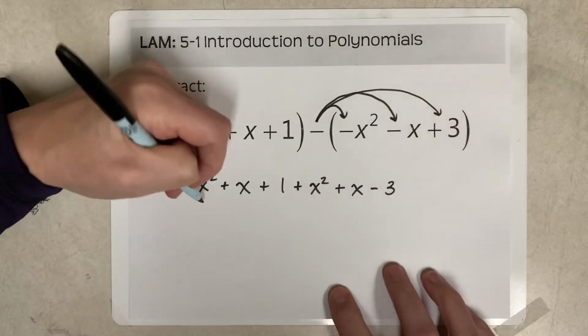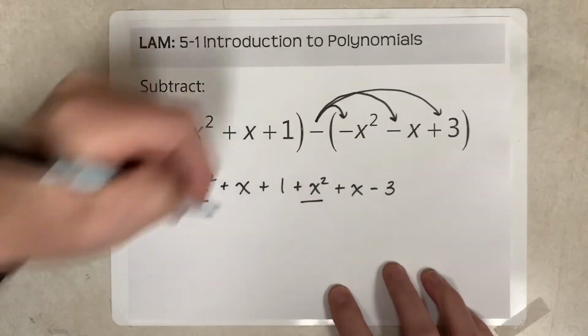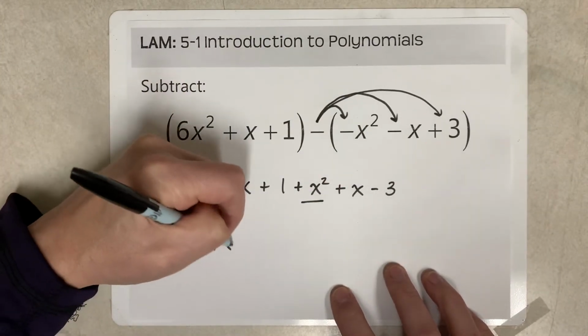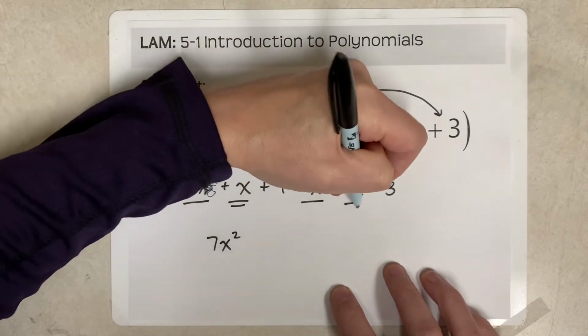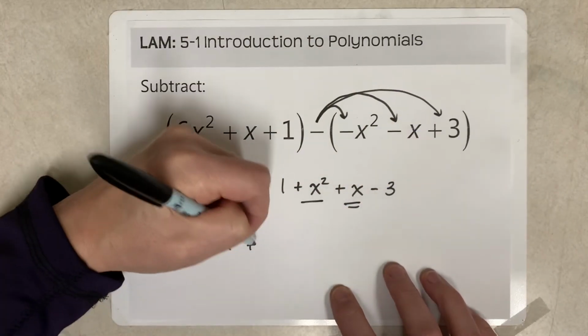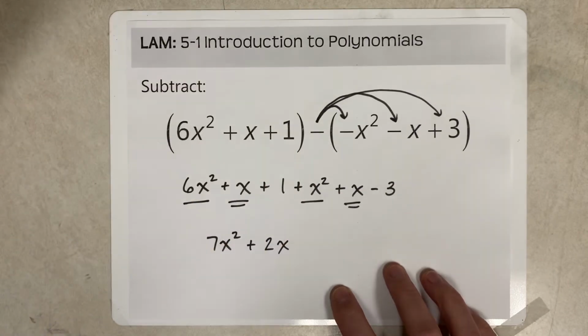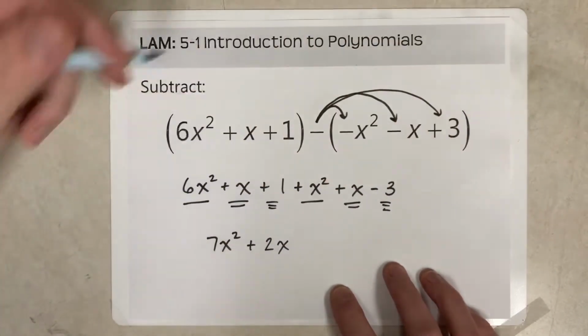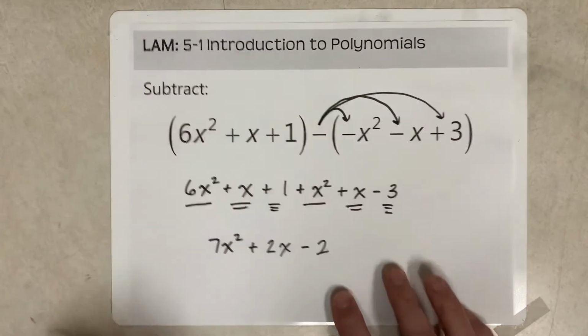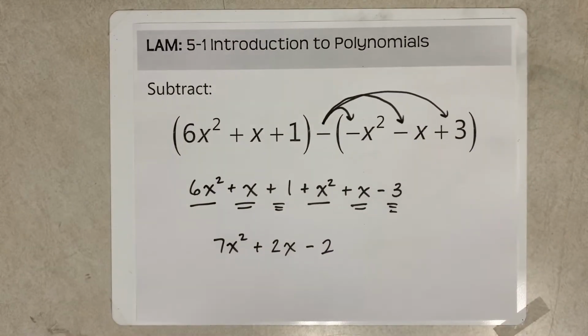Okay, combine like terms. 6x squared and 1x squared makes 7x squared. Positive x and positive x make positive 2x. Positive 1 and negative 3 make a negative 2. And that is it. That one is done.